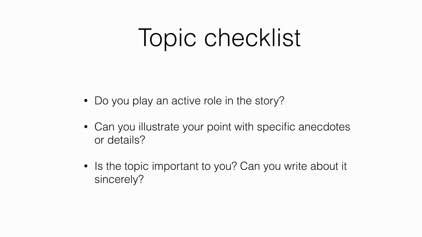When you're evaluating a topic, ask yourself a few questions. Do you play an active role in the story? You don't want to write an essay about something that someone else did. Can you illustrate your point with specific anecdotes or details? If not, it's going to be vague and forgettable. Is the topic important to you? Can you write about it sincerely? Sincerity leaps off the page. You should mean what you say.